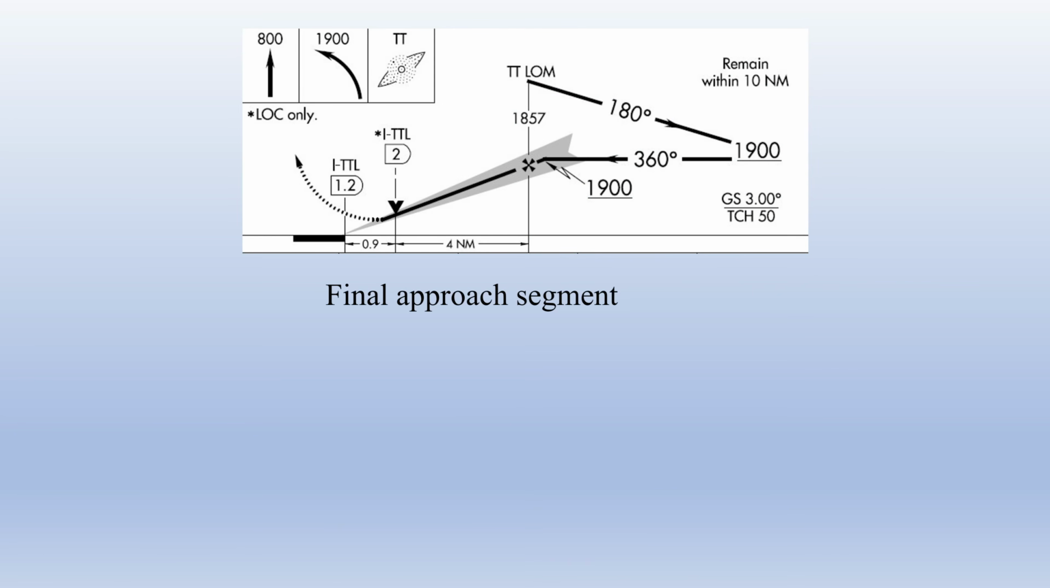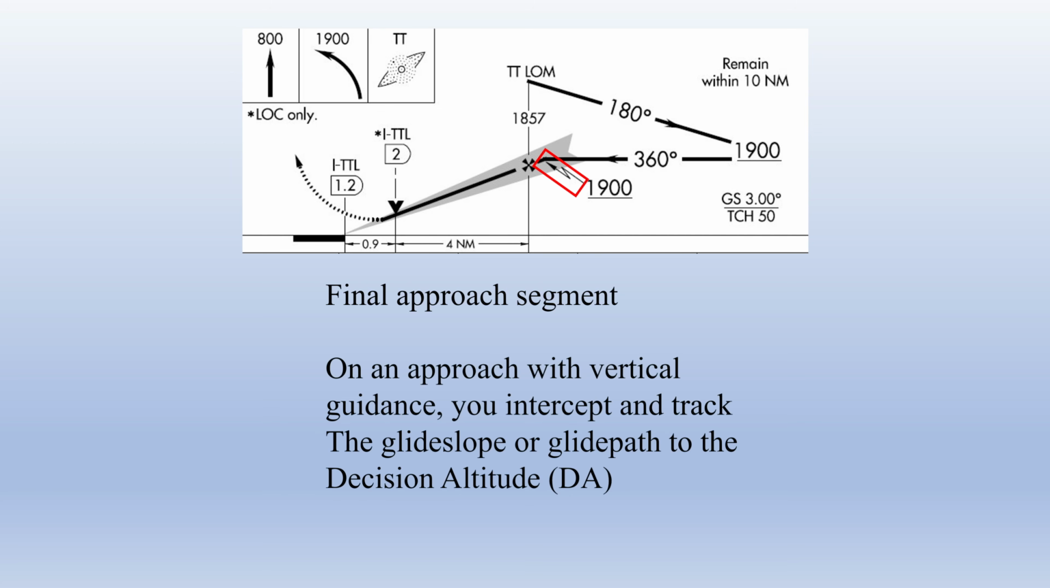On an approach with vertical guidance, the final approach fix is wherever you intercept and start your descent on the glide slope or glide path. The minimum glide slope or glide path intercept point is depicted with what the FAA officially designates a zigzag line. On an approach with vertical guidance, you track the glide slope or glide path to the decision altitude or DA.